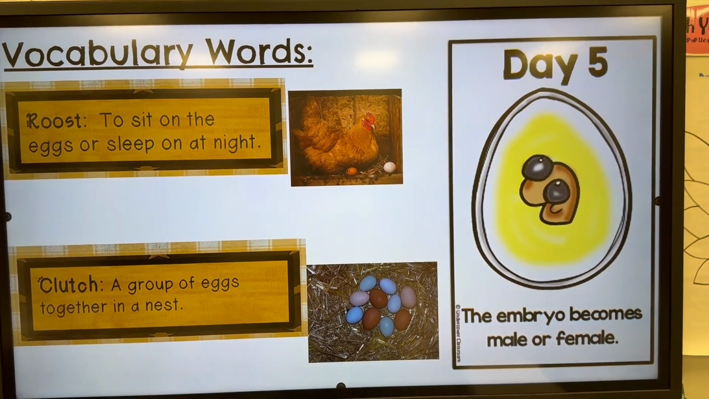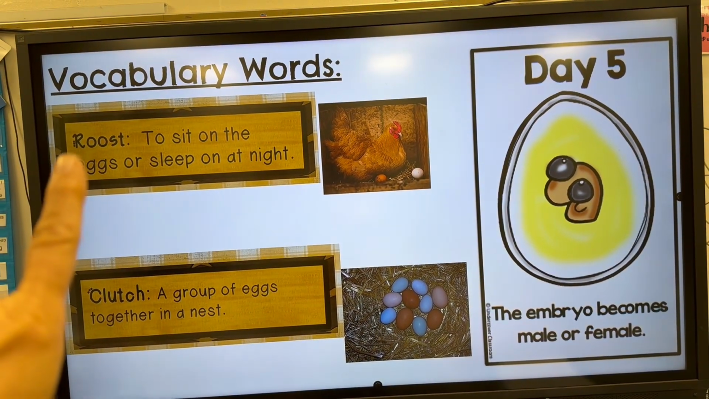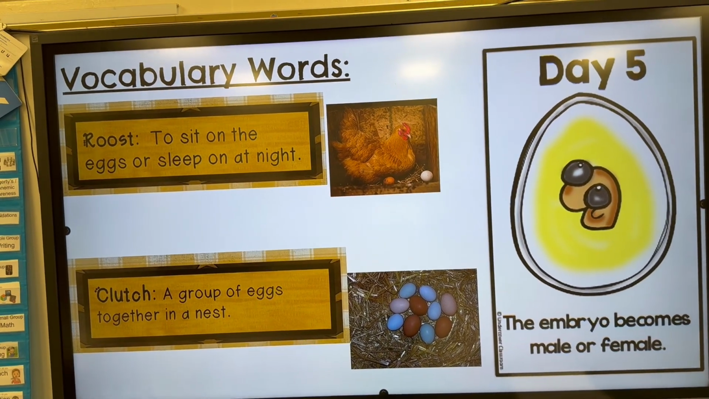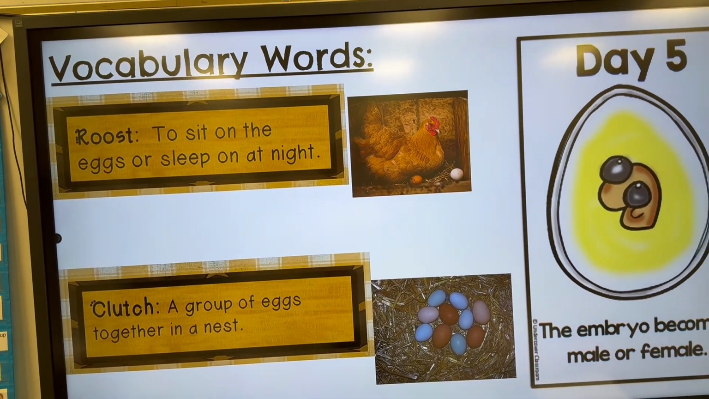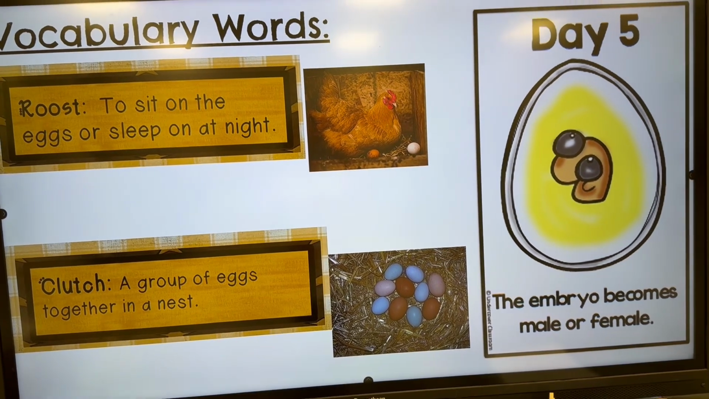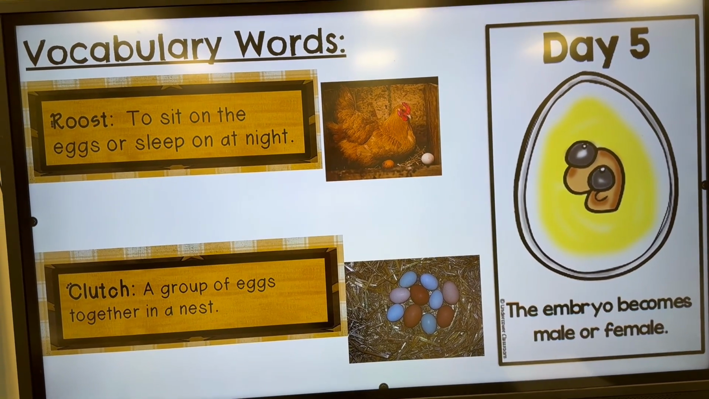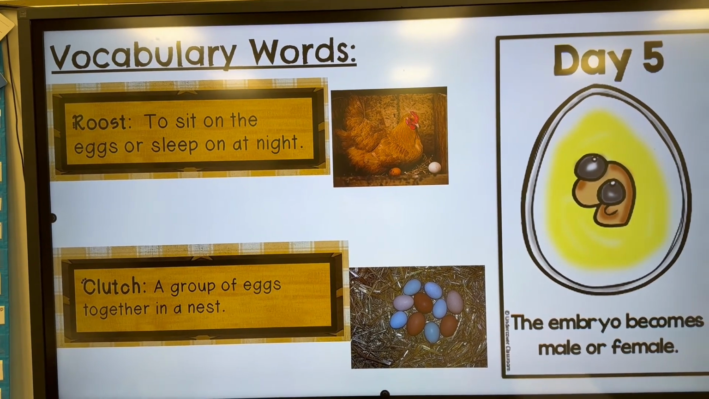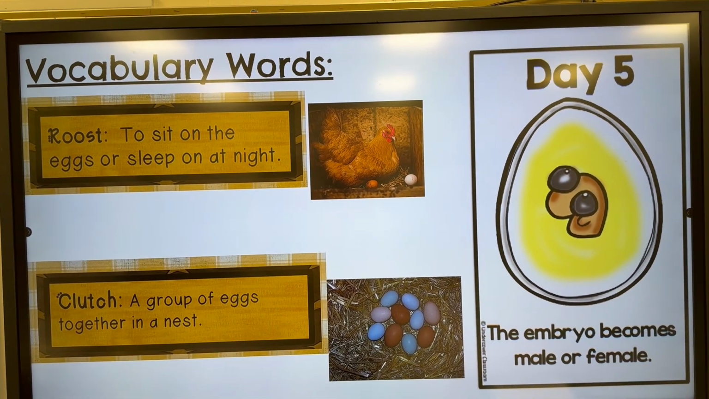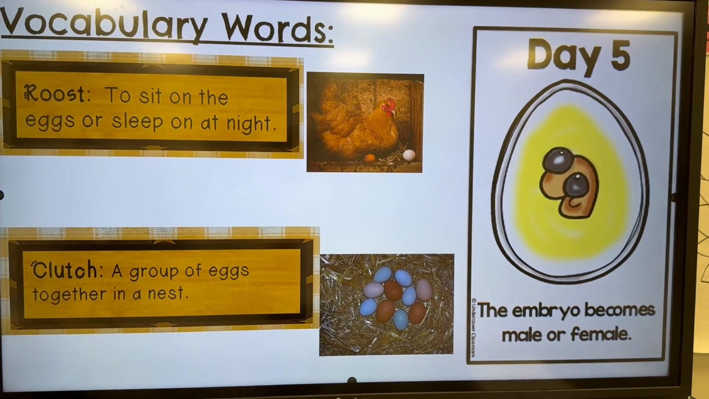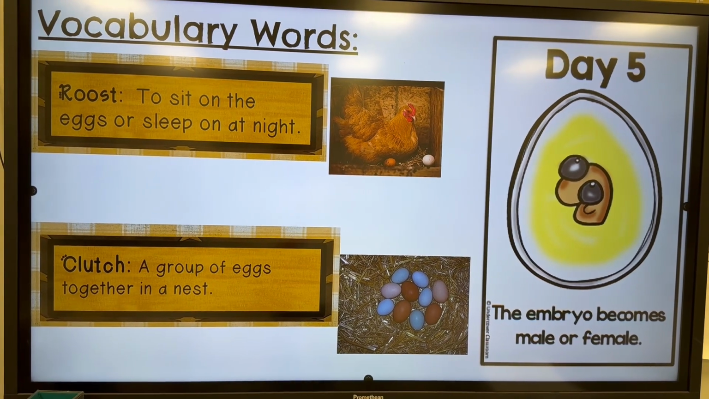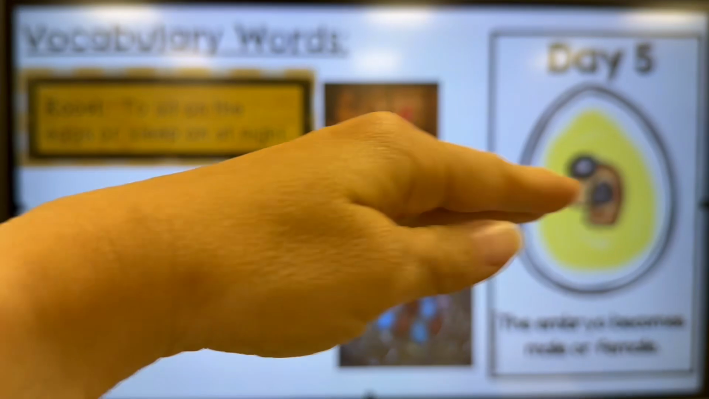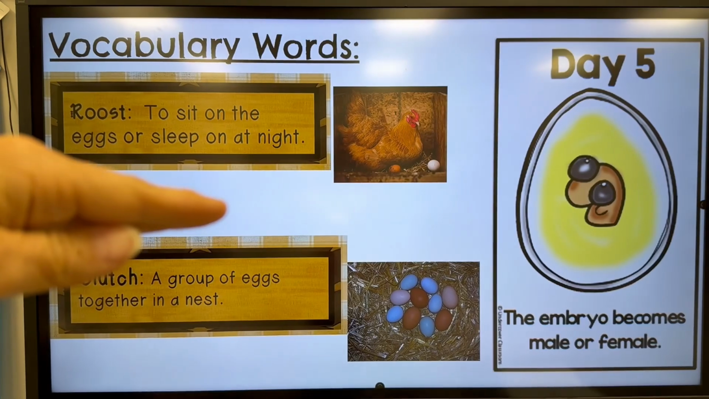We have another verb, to roost. When you are roosting, it is when you are sitting on the eggs or when you are sleeping on something at night. Chickens naturally do not want to sleep on the ground. It's a predator instinct. They want to get away from predators, so they will either fly up in the trees at night, or if you have a coop, you might have a ladder for them to walk up, and they'll sit up on a bar at night and roost on that bar.